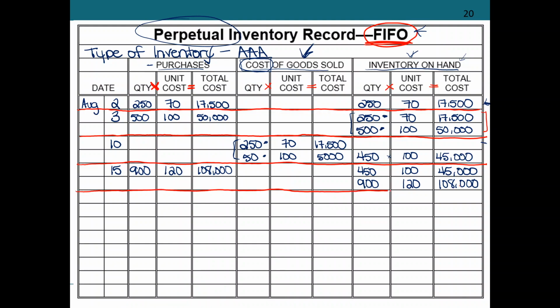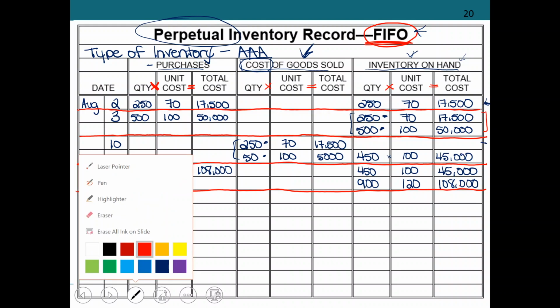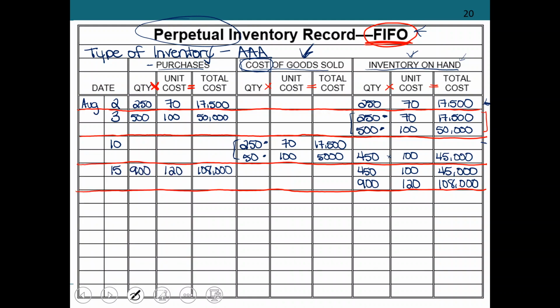I don't know about you guys, but I find this fun. It's kind of like a puzzle where you're piecing everything together and walking through the steps. So hopefully you can see it that way and you'll enjoy tracking the inventory.